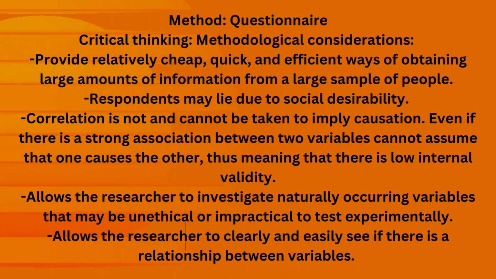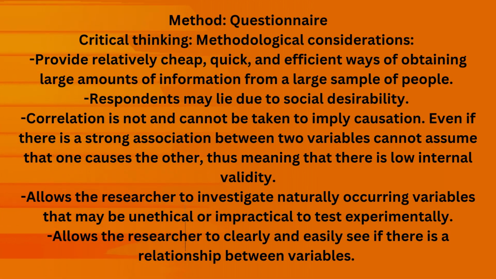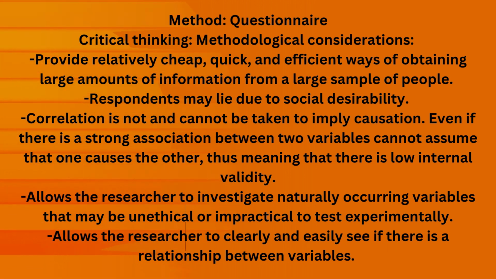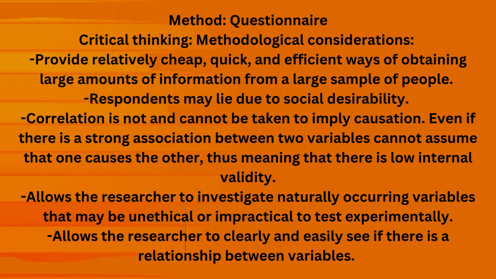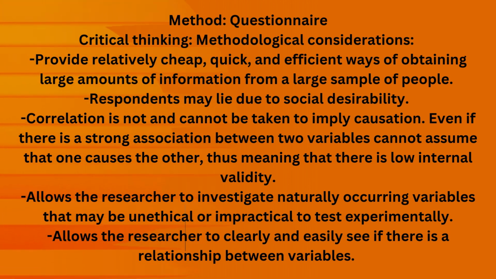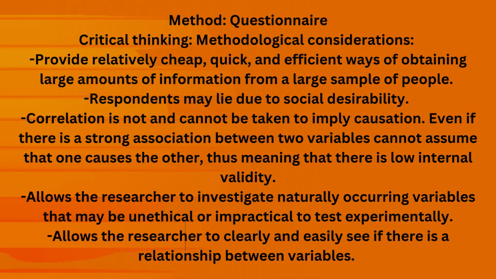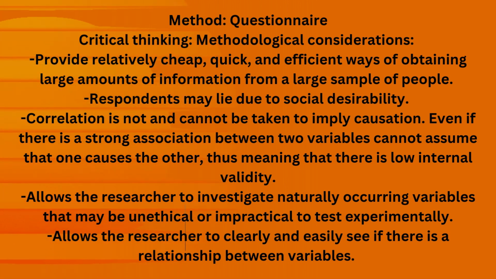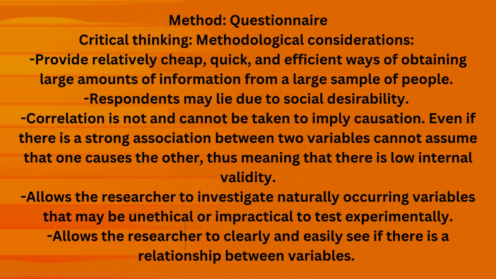Methodological considerations: questionnaires provide a relatively cheap, quick, and efficient way of obtaining large amounts of information from a large sample of people. Respondents may lie due to social desirability. Correlation is not and cannot be taken to imply causation. Even if there is a strong association between two variables, we cannot assume that one causes the other, meaning that there is low internal validity. It allows the researcher to investigate naturally occurring variables that may be unethical or impractical to test experimentally. It allows the researcher to clearly and easily see if there is a relationship between variables.